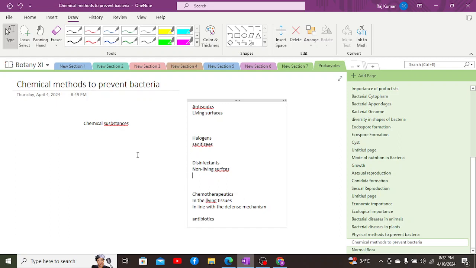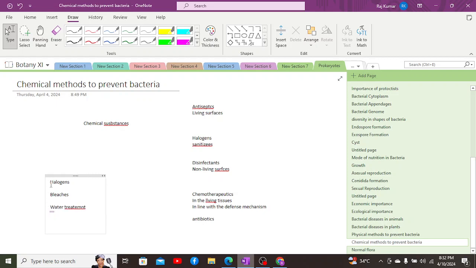Now when it comes to the classification of chemical substances, number one is halogens. Halogens are those compounds which involve group 7A elements, which include chlorine, bromine, iodine, and fluorine, and all of these are utilized both as antiseptics as well as detergents. These halogens are utilized as bleaches and for the purpose of water treatment.